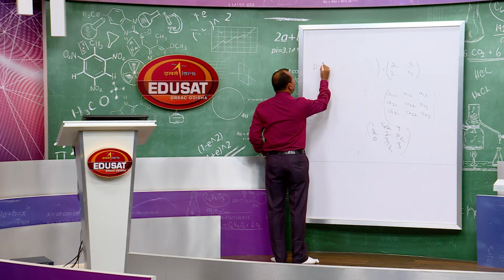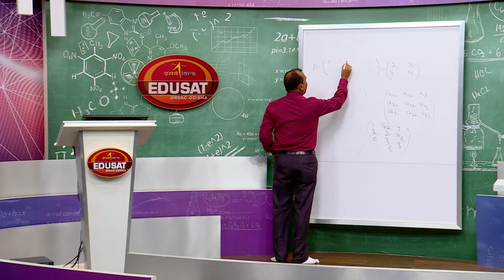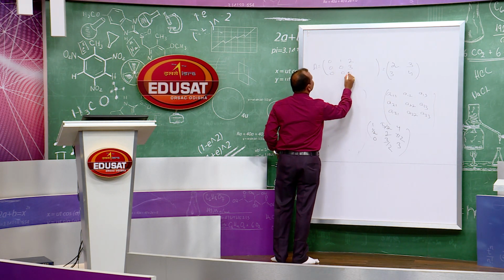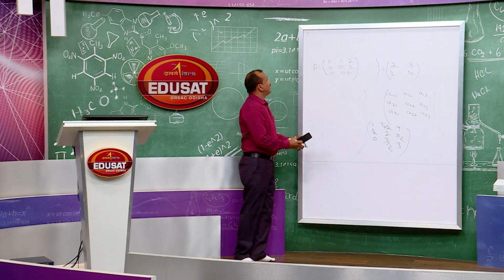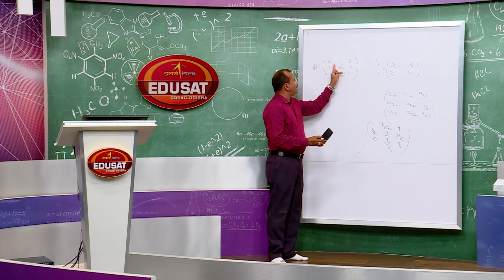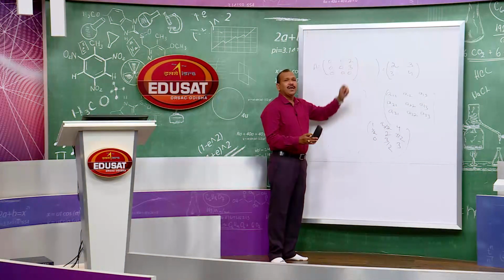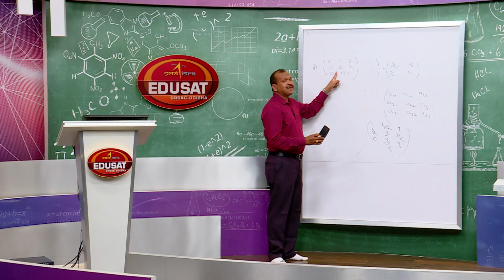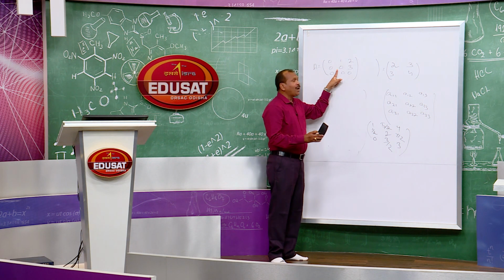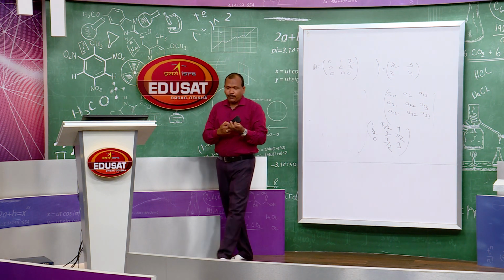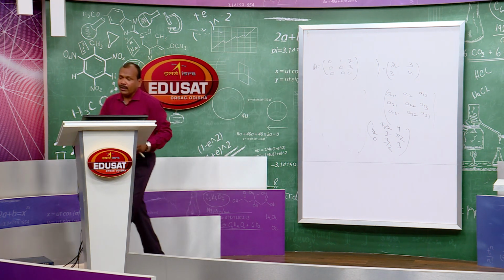Suppose A is a matrix 0, 1, 2, 0, 0, 3, 0, 0, 0. This is a square matrix. The leading diagonal elements and the elements below the leading diagonal are 0, and above the leading diagonal are non-zero. So, this is a strictly upper triangular matrix. Similarly, we define a strictly lower triangular matrix.